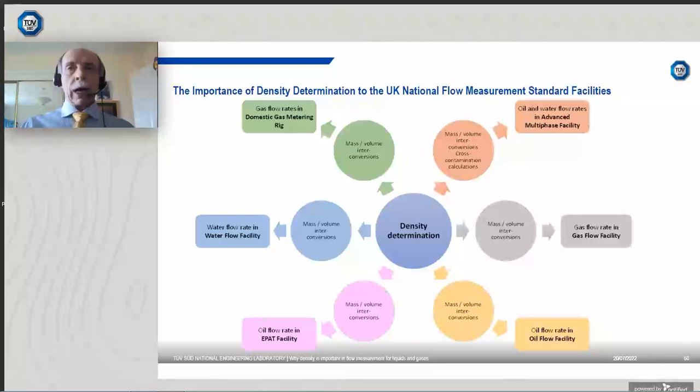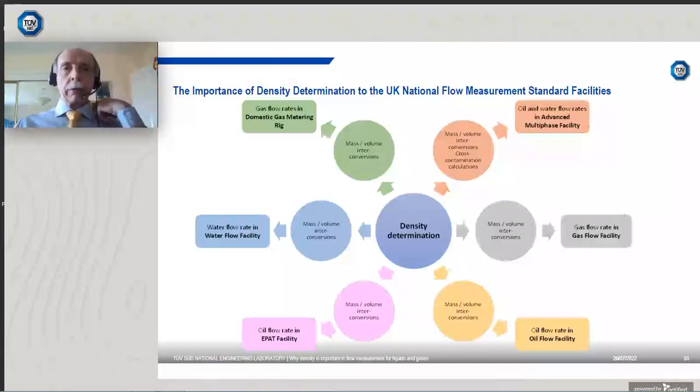So, for example, in the oil flow facilities, we have a gravimetric measuring capability and a volumetric measuring capability, primary reference. We calibrate both mass flow and volume flow meters, and depending on which reference system we're calibrating against, we need to interconvert between.